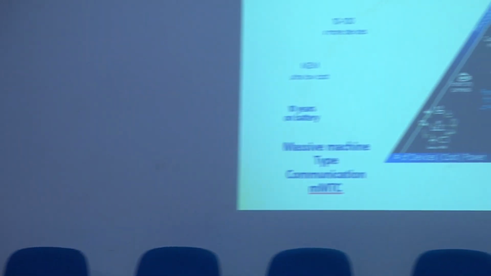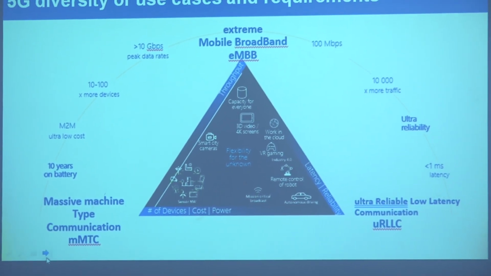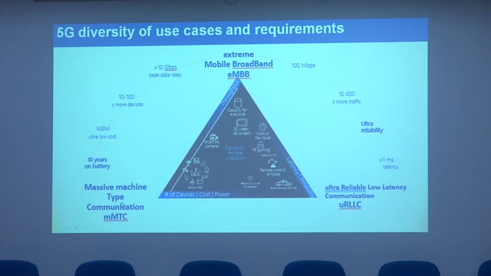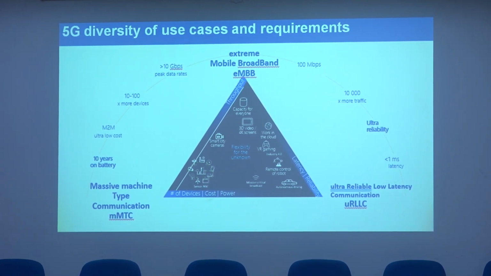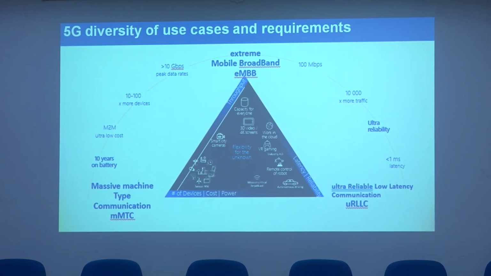In 5G, if you see the diversity of the systems, it is just like a triangle. And the three vertices are giving different types of services. First is the enhanced or extreme mobile broadband, eMBB, which gives data throughput of about 20 gigabit or 10 gigabit speed. And 100 megabit data is ensured everywhere.